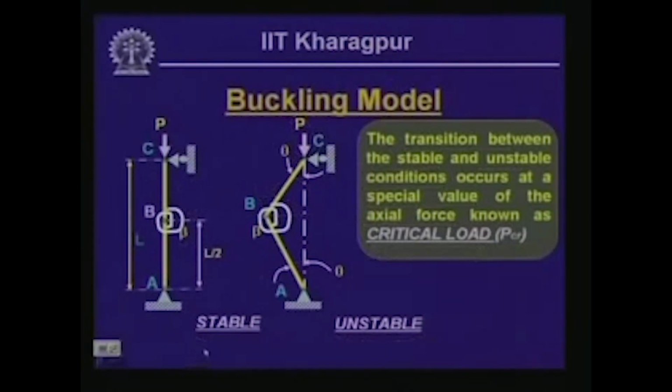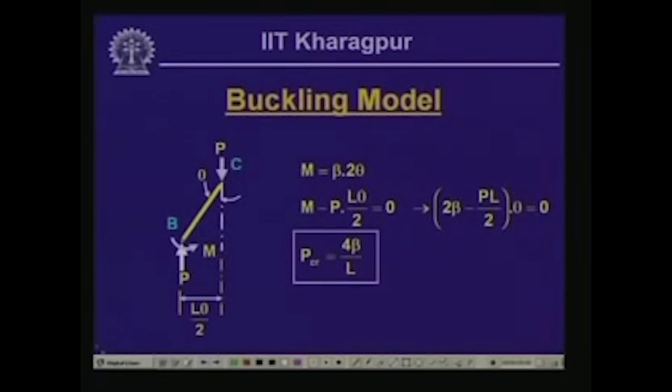And as you have seen, last time we derived for this particular buckling model the value of the critical load. The restoring moment is equal to beta times twice theta, the total rotation that it undergoes, and if we take the equilibrium of the forces for this particular free body, the horizontal force is equal to 0.